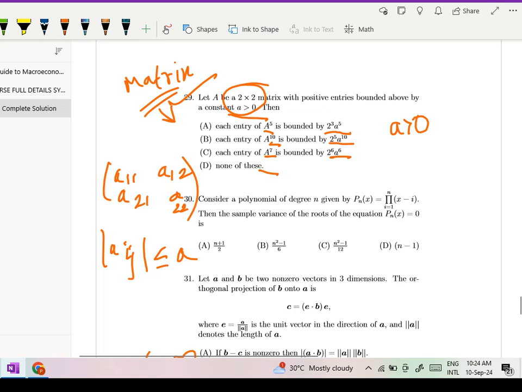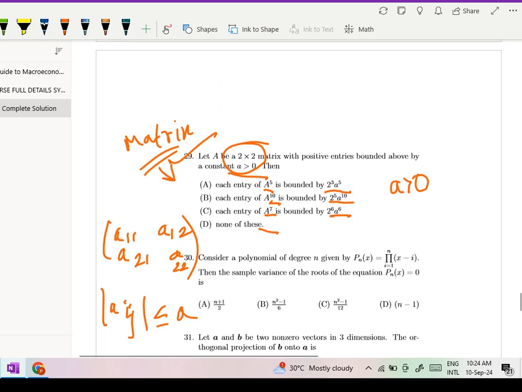Okay, that each entry of A to the power 5 is bounded by 2 to the power 3 and a to the power 5, right? So we have to find the answer like this, and we'll go like this also.